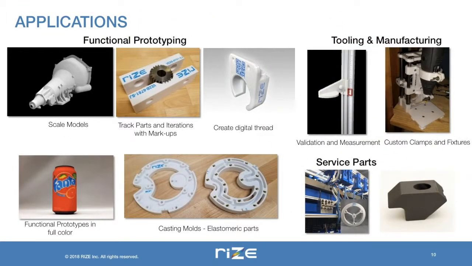So here are some of the different applications that Rise parts have been used for. There are scale models, there are functional prototypes that can be produced in full color. Another useful one is casting molds, which can produce elastomeric parts.